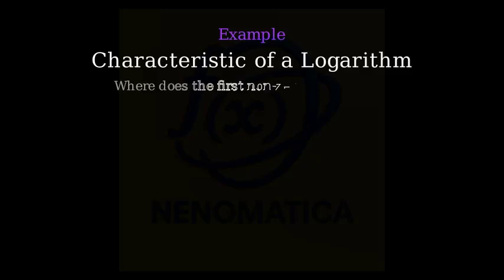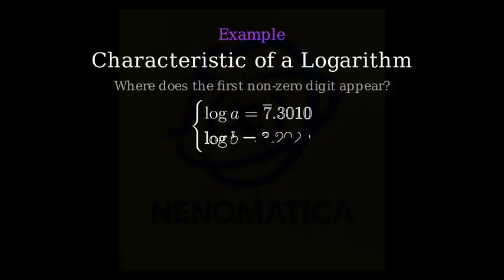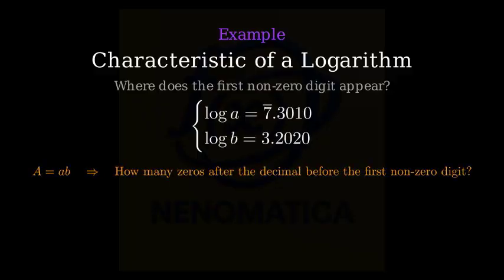In this example, we will use the characteristic of a common logarithm to determine how many zeros appear after the decimal point before the first non-zero digit. We'll carefully follow the algebraic steps and then interpret the characteristic geometrically on a number line. Here is the problem. We are given two base 10 logarithms. Log of a equals bar 7.3010. Log of b equals 3.2020. We want to find how many zeros there are between the decimal point and the first non-zero digit of the product, a equals ab.